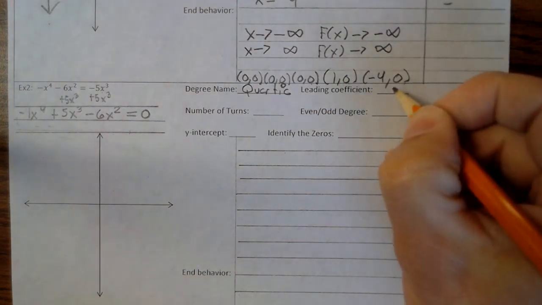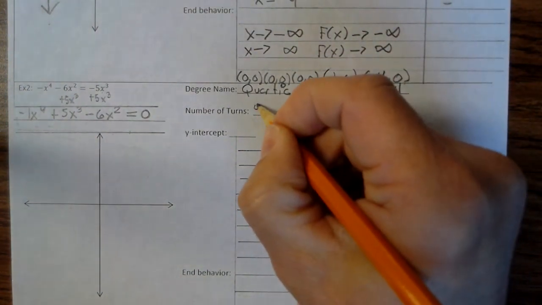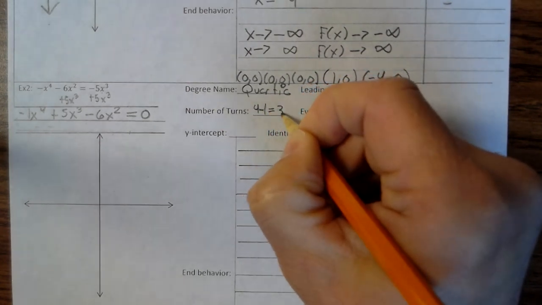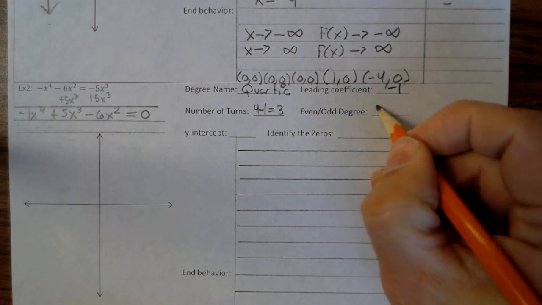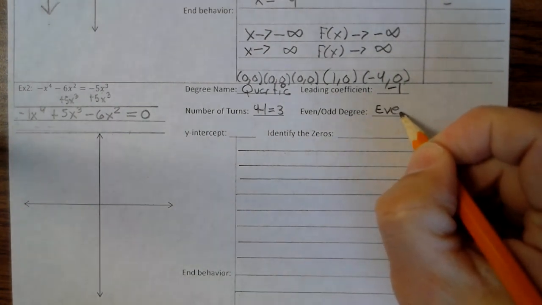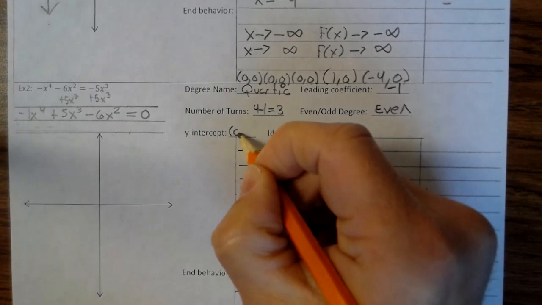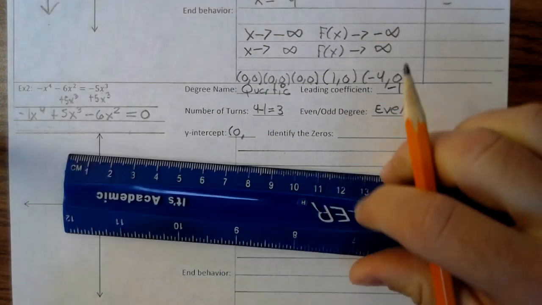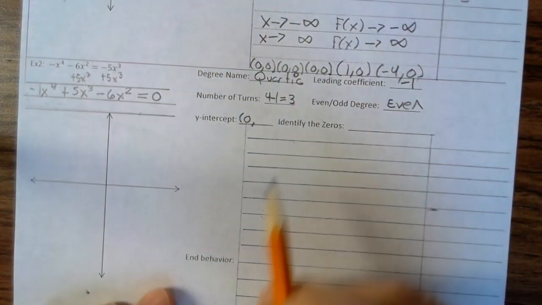Leading coefficient is negative 1. Number of turns, which would be 4 minus 1 equals 3. It is an even degree. Now, the y-intercept, again, was when x is 0. So now we need to substitute 0 in for each x.